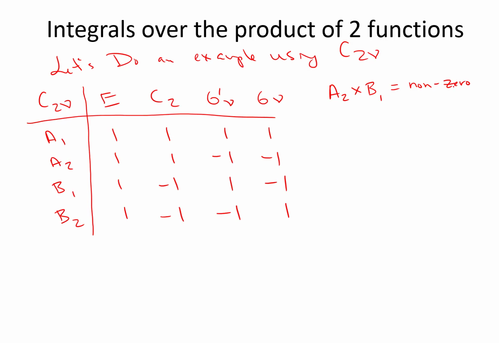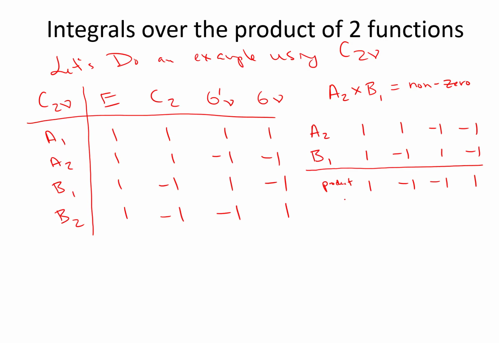Is it non-zero? What is that integrand? So we'll set it up. We'll do A2, B1. We're going to draw our line for our product. We take our information from A2, which is 1, 1, negative 1, negative 1. We take our information from B1, 1, negative 1, 1, negative 1. And it's as simple as taking these products. So it's 1, negative 1, negative 1, and 1.